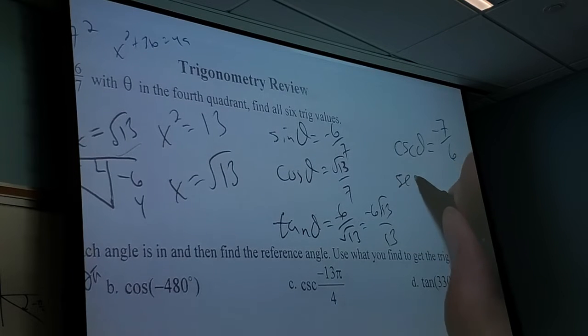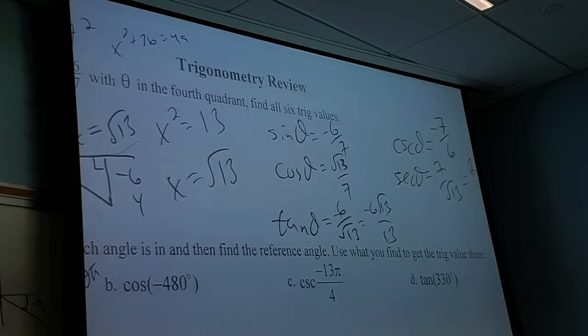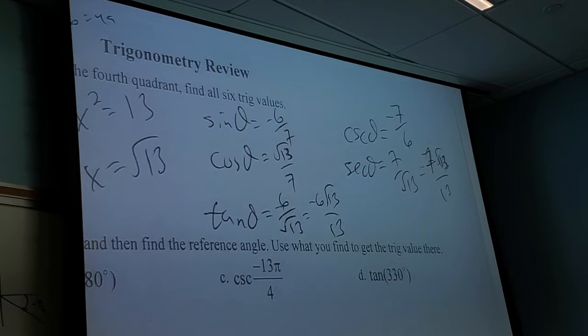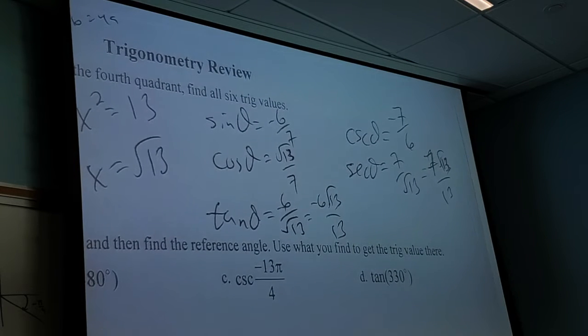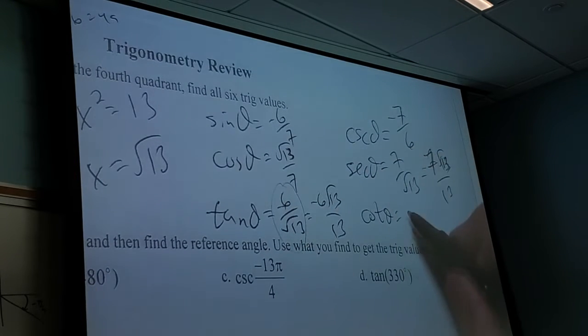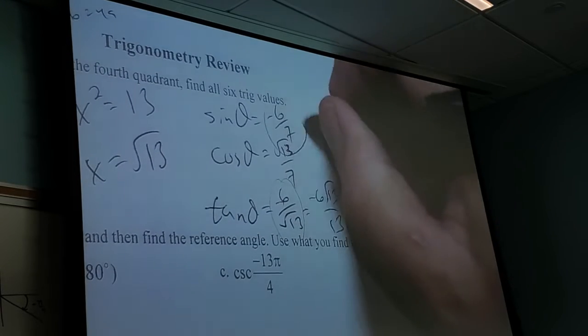What about secant? Secant, you just flip the cosine, right? So I get 7 over rad 13, and then I need to rationalize that. Okay. And then cotangent is just flipping tangent. So I'm going to take its original look. I'm going to make it negative rad 13. Just flip it. Negative rad 13 over 6.